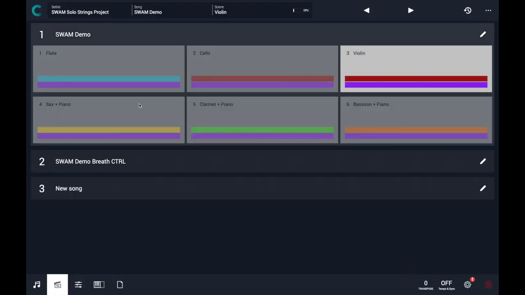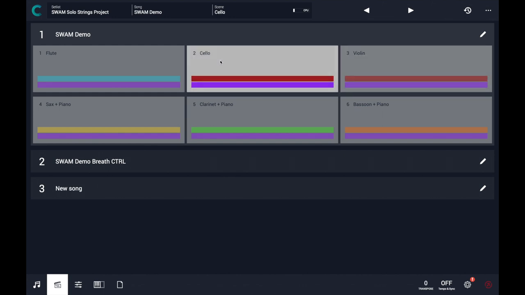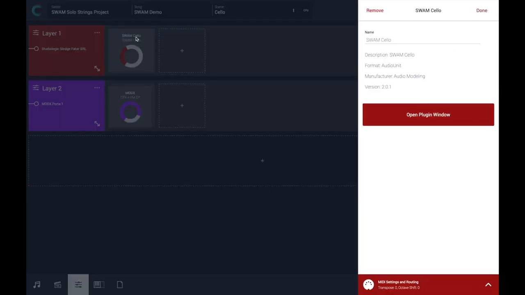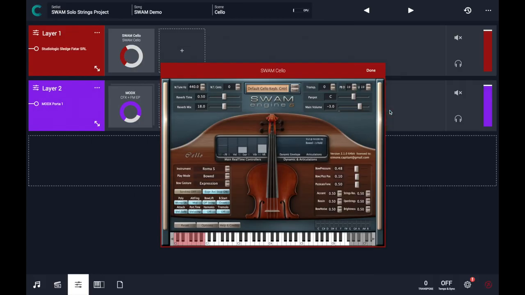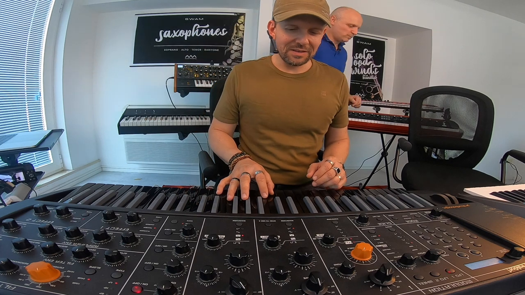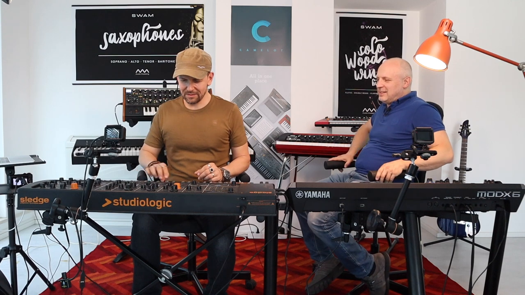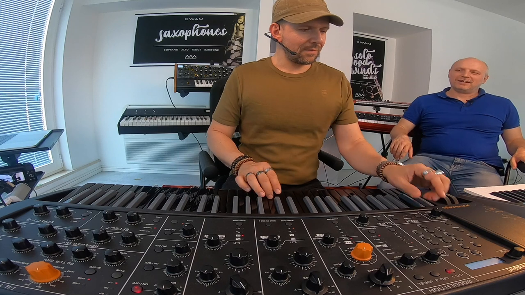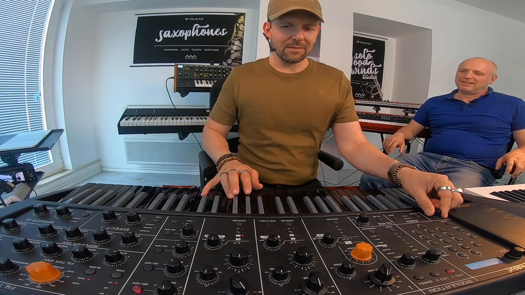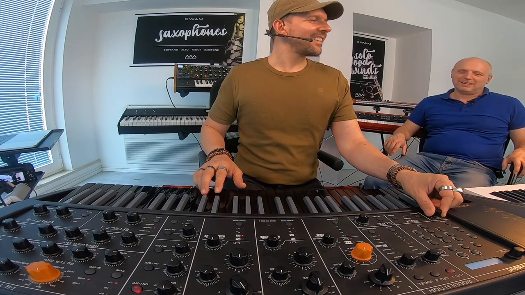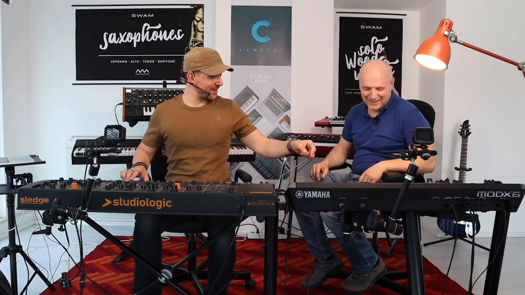Do you know what? Can I try, I don't know, can I do a cello? Yes. Oh, right. So now with the SWAM, you have called up a new instance, and that's a cello instance. Minor, la minore.